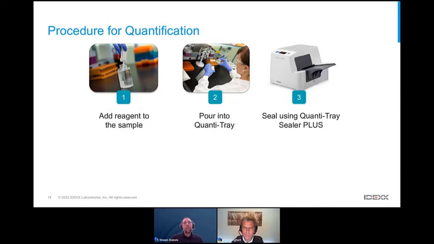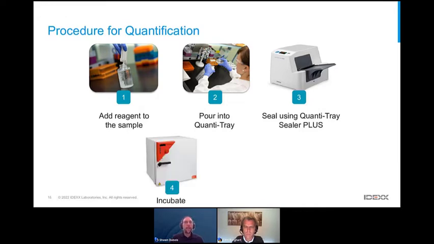That will then get put into that rubber insert, and then that insert and the tray will go into the Quanti-Tray sealer. And basically what's happening is through a combination of heat and pressure, that sample is being moved up and filling all the wells in the tray. And at the same time, we're activating an adhesive that will adhere that backing to the front and basically compartmentalize the sample into all of those different wells of the Quanti-Tray.